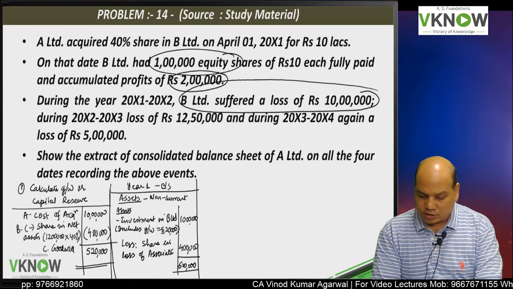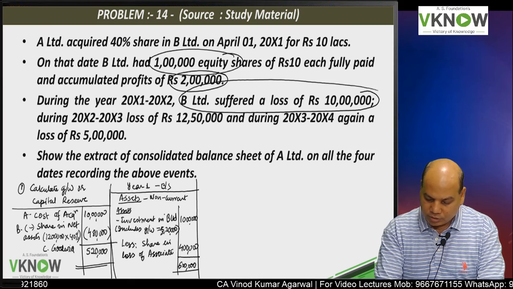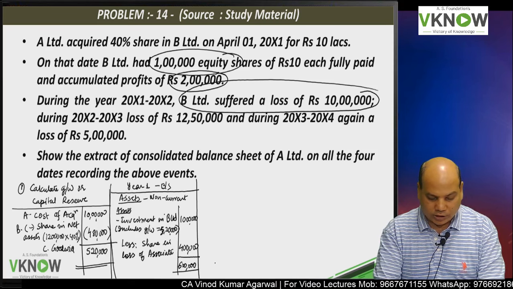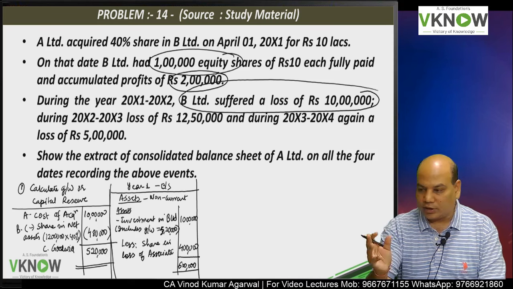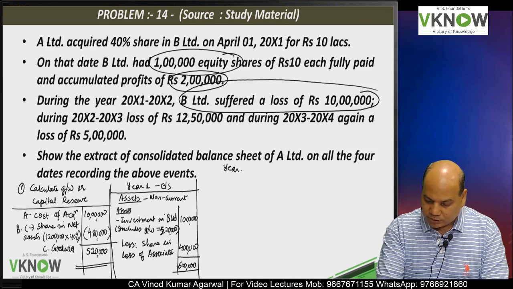In your institute answer, they have written goodwill separately in the outer column or in the inner column, and then they have taken the total 6 lakh. So, either way you can present.